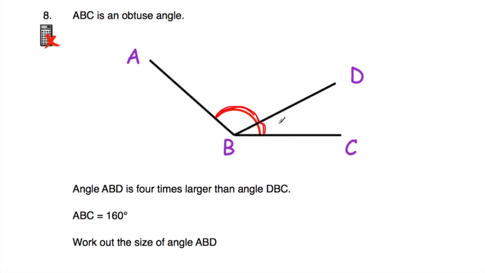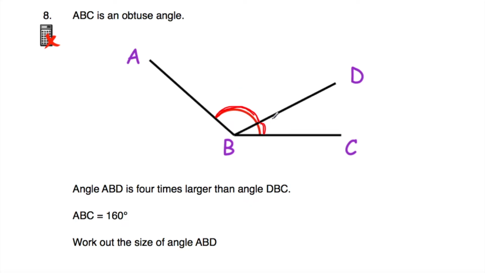So if this one perhaps was 5 degrees, that'll be 20 degrees. And obviously that wouldn't work because this has to be an obtuse angle, but whatever angle this is, this is 4 times bigger. And then we're told the whole angle ABC is 160 degrees. So this whole thing is 160 degrees. So it means that these two angles will add together to be 160 degrees. And the question asks us to work out the size of angle ABD. So we want to find the size of this angle.